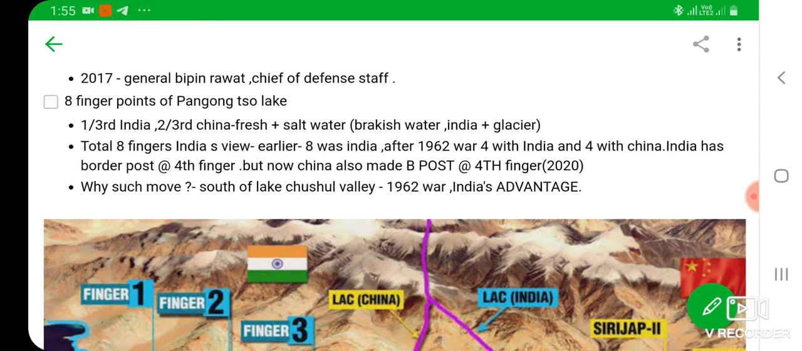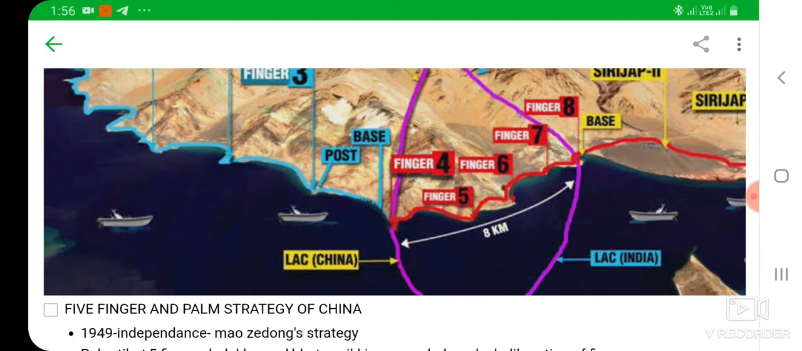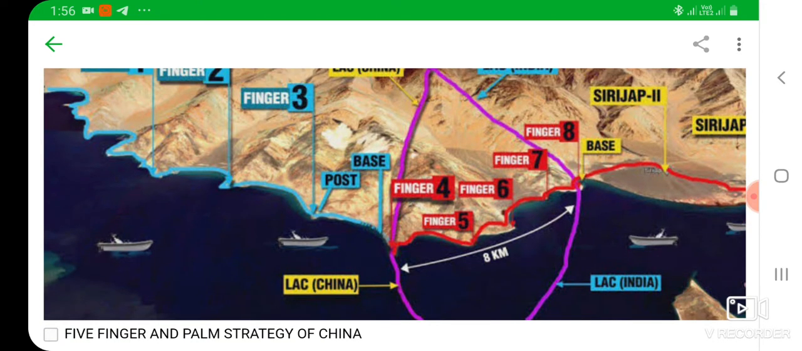Okay, so this point is the eight finger points of Pangong Tso Lake, or we can say Pangong So Lake. In the pronunciation, here it is a T, but that is silent. So we can say Pangong So Lake. This lake is situated on the border point of China and India. This is the lake.